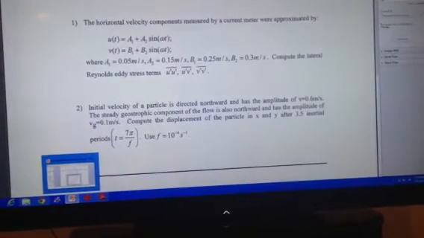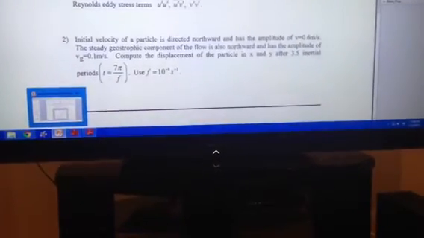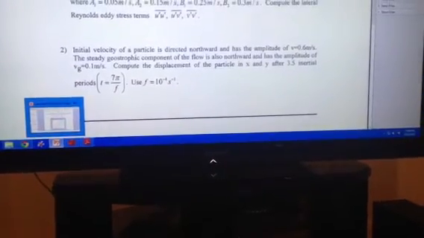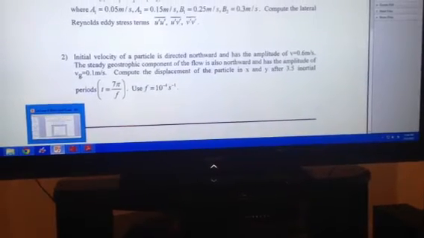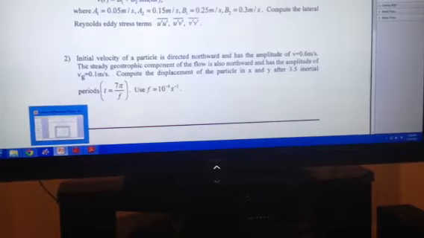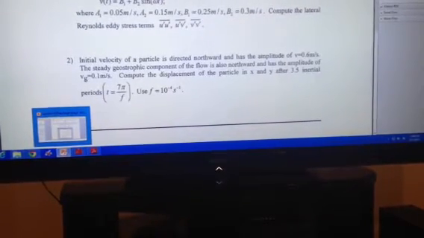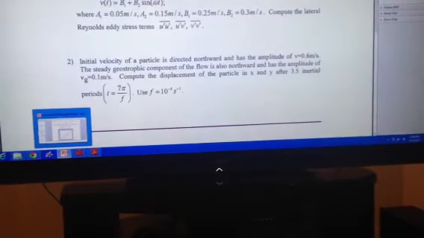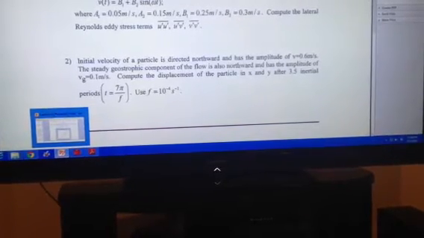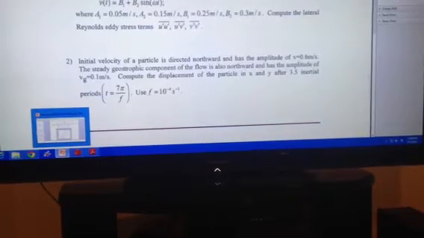In any case, the question is: the initial velocity of a particle is directed northward and has the amplitude of v equals 0.6 meters per second. It said northward, and v is the north-south component, positive being north, and it only gives v, so we can assume it starts with u equals 0. So v northward is initially 0.6 meters per second.